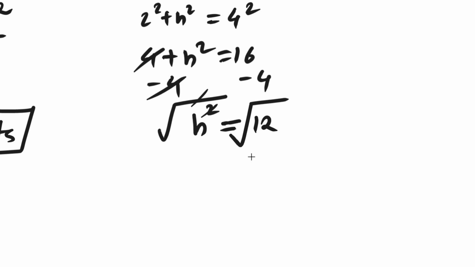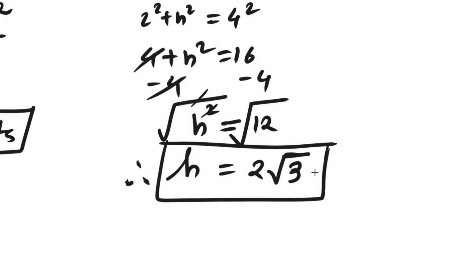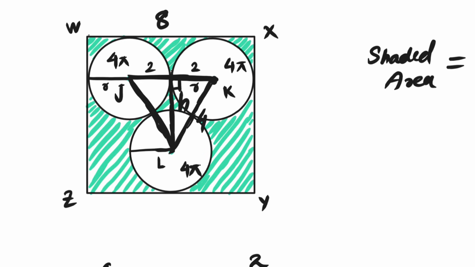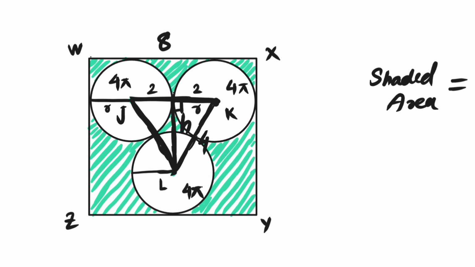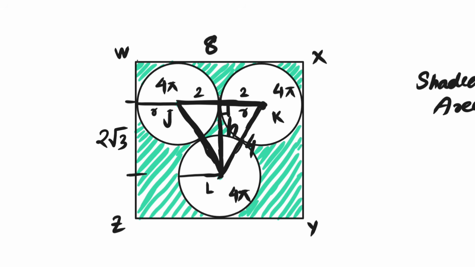The square root of 12 can be simplified because 12 is 4 multiplied by 3. The square root of 4 is 2, so the square root of 12 becomes 2 multiplied by the square root of 3. Therefore, h equals 2 square root of 3 units. So the vertical distance between the centers of an upper circle and the lower circle is 2 square root of 3 units. Now, let's use this to find the entire height of the rectangle.